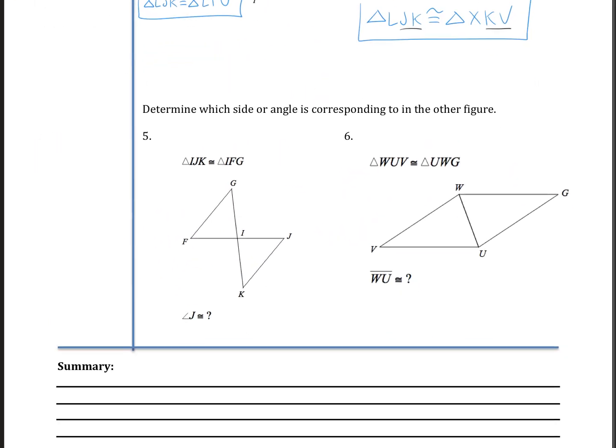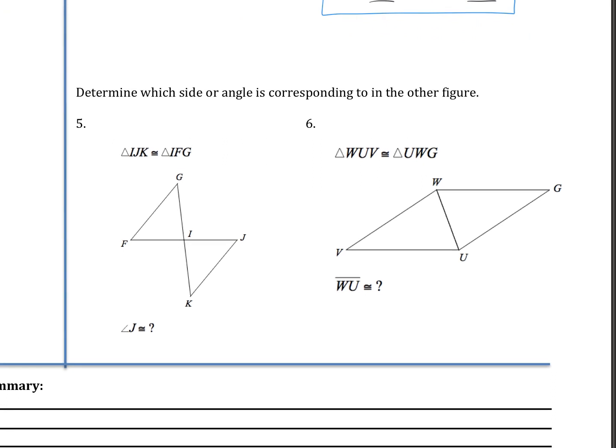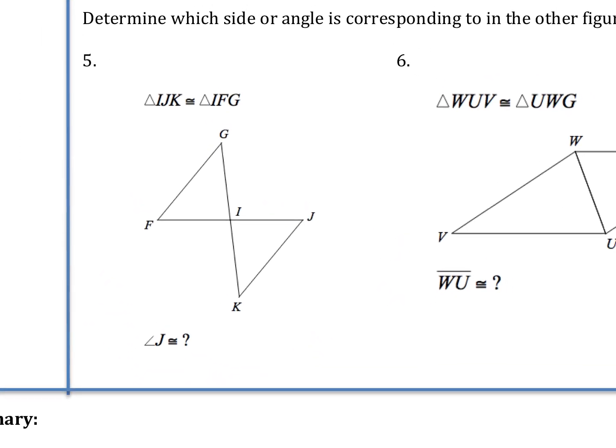All right, last thing, we're trying to determine which side or angle is corresponding to the other figure. All right, so we're matching. Why don't you guys see if you can do this one? Give it a try. All right, so we have IJK and IFG. So we're matching angle J, which is the middle letter of this congruent statement. Which one matches with angle J? It's going to be angle F. So over here, angle F would be the corresponding figure, okay?